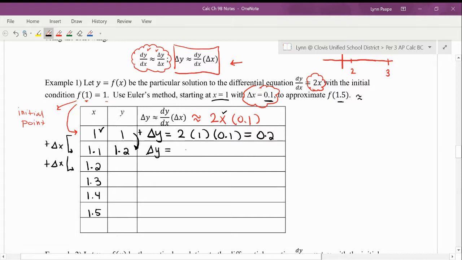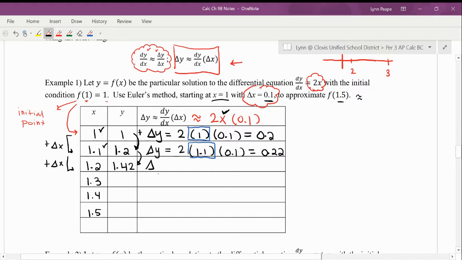So our new delta y is going to be 2, looking at this formula again, times x. My value for x is 1.1 now, and then times our delta x, which was 0.1, right? So every single time, this is the value that's going to change, according to whatever the new x is. Let's multiply that. We have 2 times 1.1, which is 2.2, and then times 0.1, so that would be 0.22. There's my delta y. I'm going to add that to the 1.2, so 1.2 plus 0.22 would be 1.42.